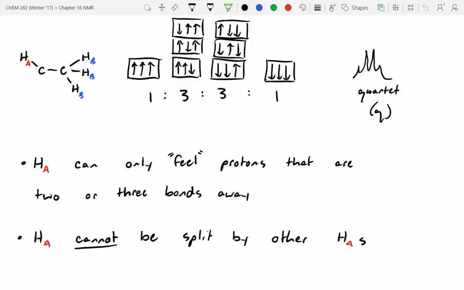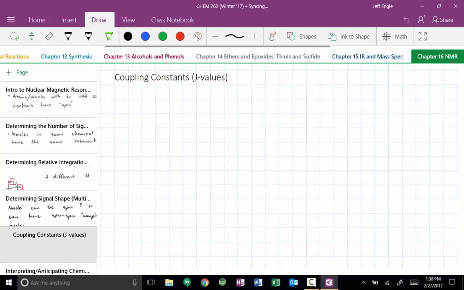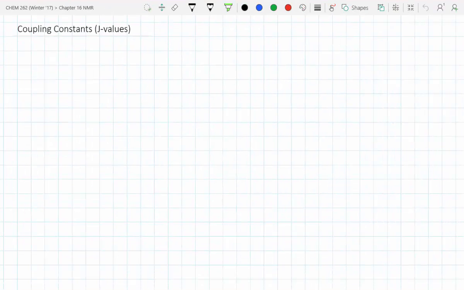The big thing that students get confused on is equivalent protons can't split each other. So that's really important. And you can't look at protons that are further than 3 bonds away. They simply are too weak to do much splitting. So let's go ahead and talk about something a little bit different, and this is called coupling constants. This is directly related to the splitting patterns that we were talking about last week.